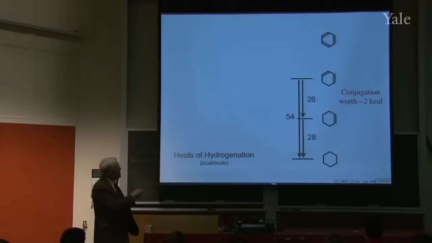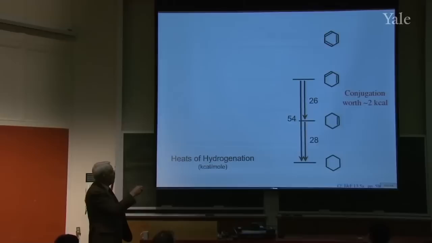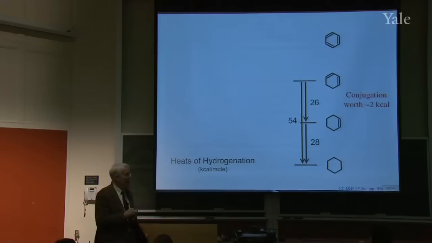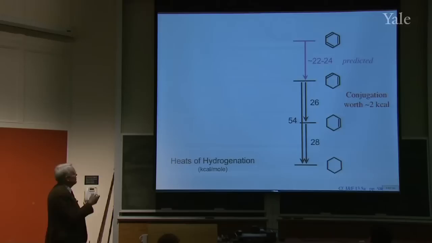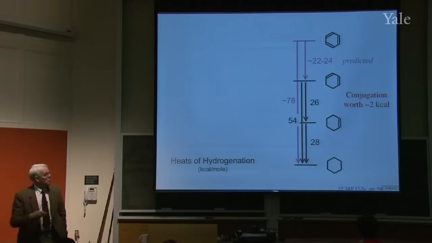Another reason it could be less again is this last double bond interacts on two ends, not just on one end. So it might get two of those interactions, right? So maybe 24, maybe 22, depending on how we calculate that. That would predict that we'd get about 78. The heat of hydrogenation of benzene to give cyclohexane should be about 78 altogether. You know what it is experimentally?